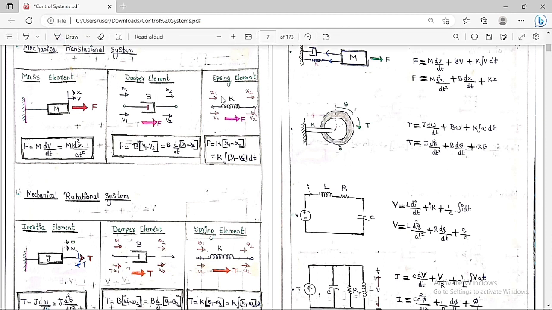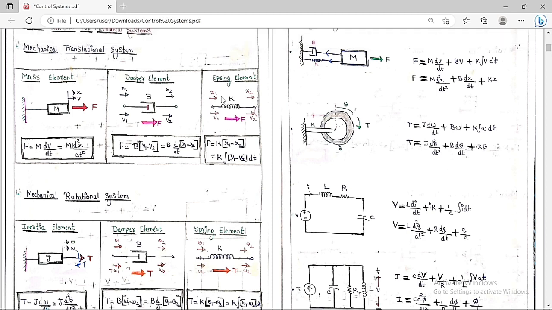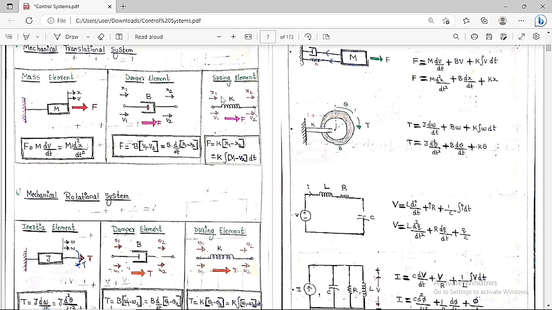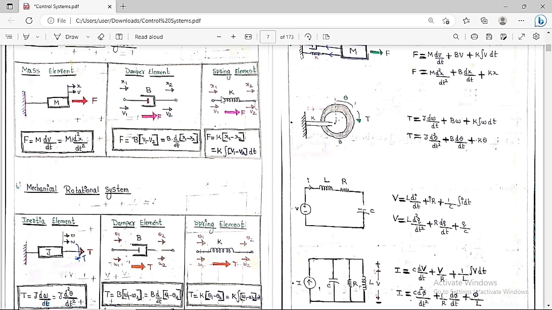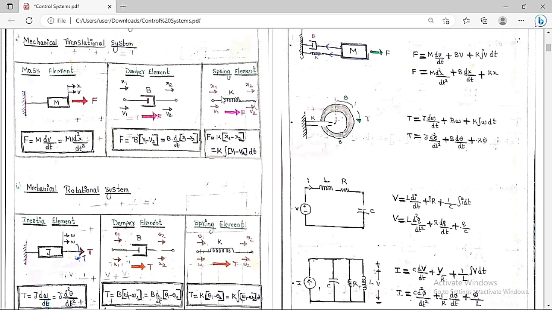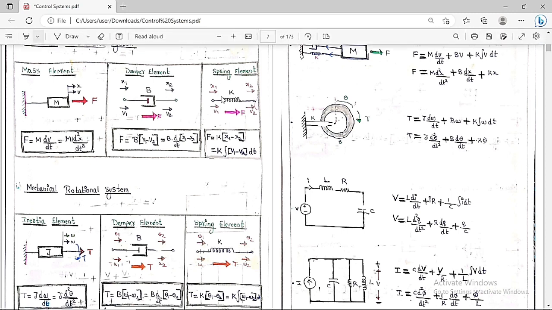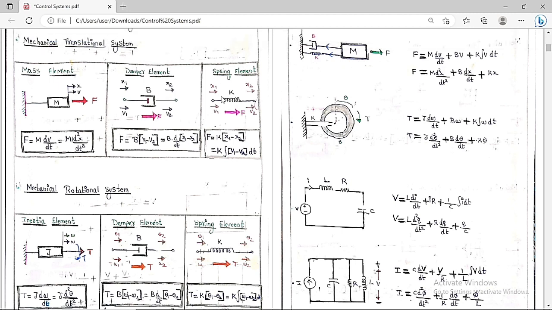So now what we are going to do? We are going to analyze all these equations, one after another. If you see clearly, we can say one important thing: all these equations look to be in the same format. So now we are going to compare all these equations.